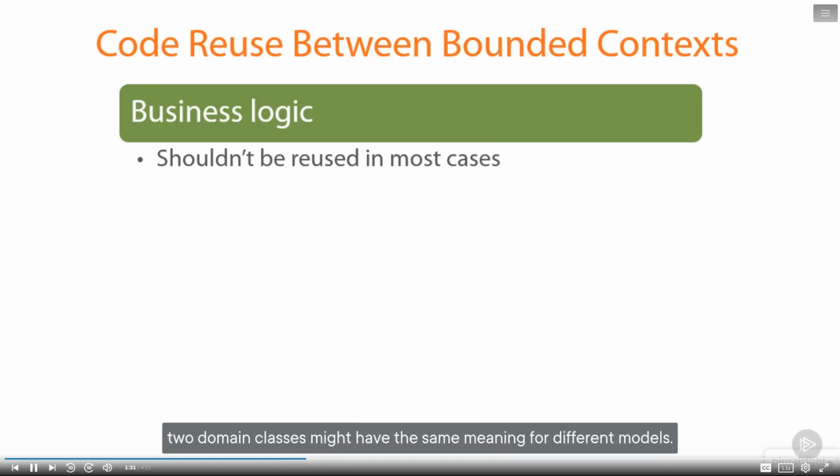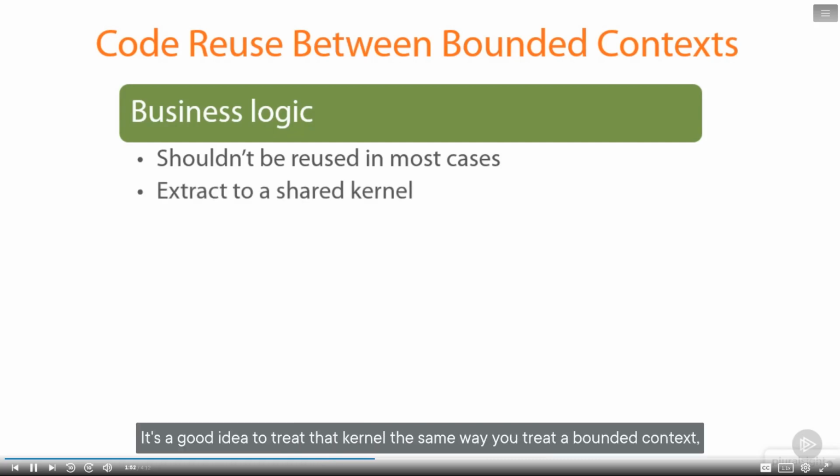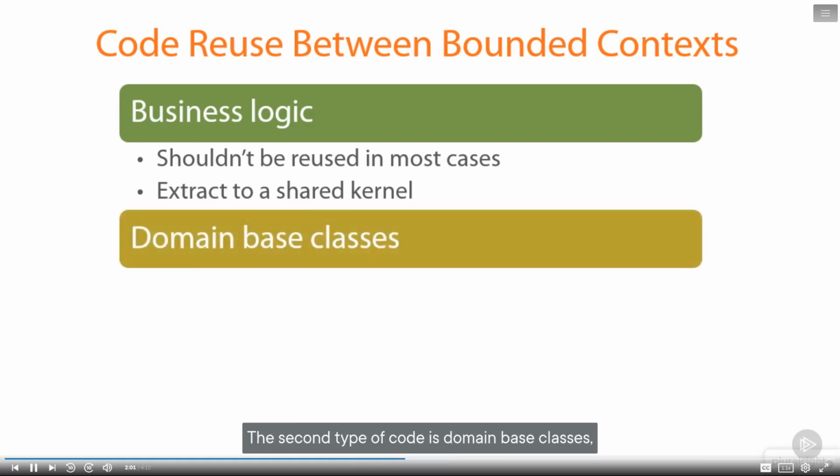At the same time, two domain classes might have the same meaning for different models. For example, both snack machine and ATM bounded contexts have an identical perspective on the money value object. It represents the same concept for both of them. If this is the case, you do need to reuse it by extracting this class into a shared kernel like we did previously. It's a good idea to treat that kernel the same way you treat a bounded context and strictly maintain its boundaries. The second type of code is domain-based classes, such as entity, value object, repository, and so on.